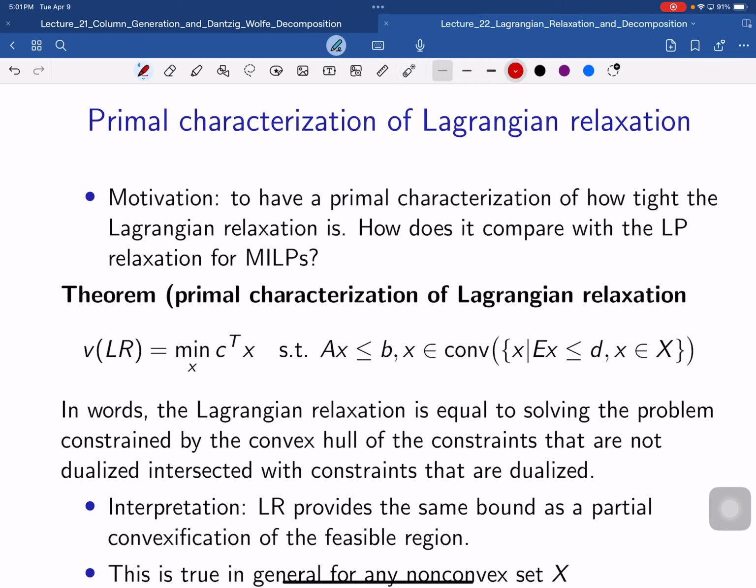So if you remember what we talked about before, right? So this is a bound of the Lagrangian relaxation. If you think about the value of the original problem, it is essentially minimizing C transpose x over x, subject to all the three constraints. Right, so this is the original problem, right?